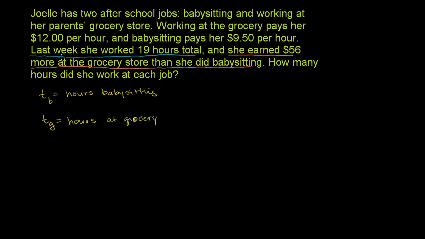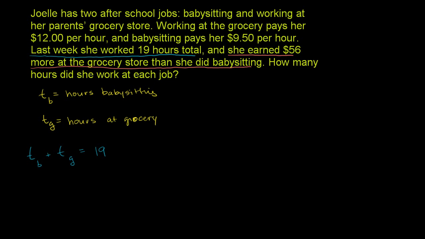Now, they tell us that she worked 19 hours total. So that blue statement says that the sum of these two is going to be 19. So the time she worked babysitting plus the time she worked at the grocery store is going to be equal to 19 hours. Now the other statement, this by itself, obviously we can't solve for these. We need another constraint. They said that she earned $56 more at the grocery store than she did babysitting.